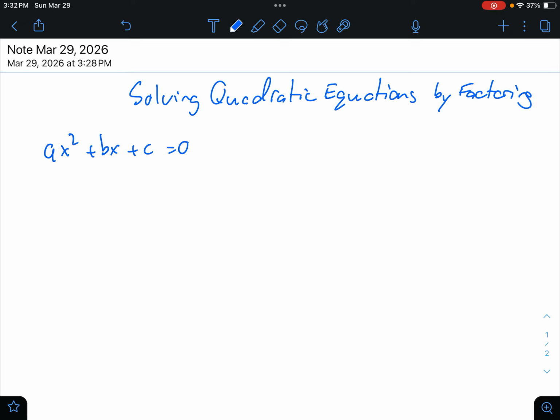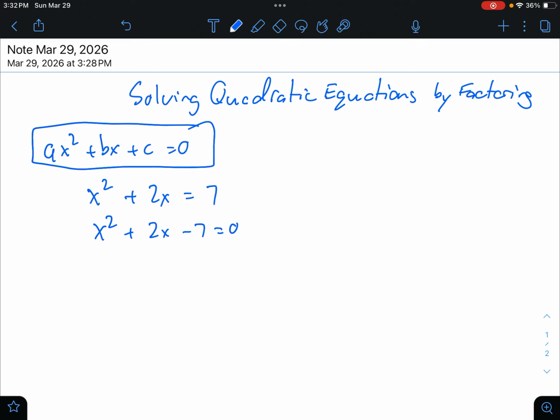For example, if you had x squared plus 2x equals 7, you wouldn't want to solve it in that format. I don't think this one factors nicely, but what you have to do is rearrange it first: bring the 7 to the left side, make it negative, and make it equal to 0. That's step number 1. It has to be in standard form and equal to 0, so it looks like the format up here, before the technique I'm going to show you will work. Let me give you an example, and we'll solve a couple of these questions.